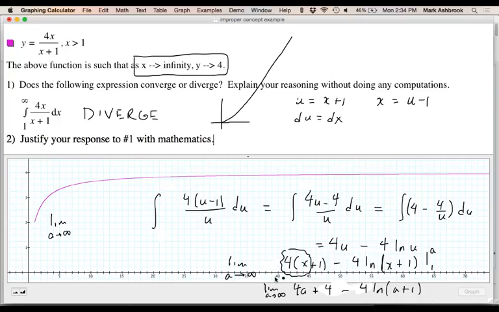Where we're running into trouble is here with the limit, because this is going to get really big, but this is also going to get really big. So that's what's called an indeterminate form: infinity minus infinity. In certain situations, that might be 0. That might be a constant. That might be infinity. We know here it should be infinity, but we need to show that mathematically.